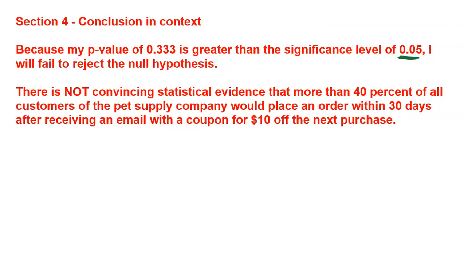So there is not convincing statistical evidence that more than 40% of all customers of the pet supply company would place an order within 30 days after receiving an email with a coupon for $10 off the next purchase. I know that that's a mouthful. Most kids are going to try to cut corners. They'll just say, there's no evidence that 40% is wrong. But you've got to give the context. There's no evidence. And again, what was the manager looking for? That more than 40% of his customers who get a coupon within 30 days will use that coupon that's $10 off to buy a new item.